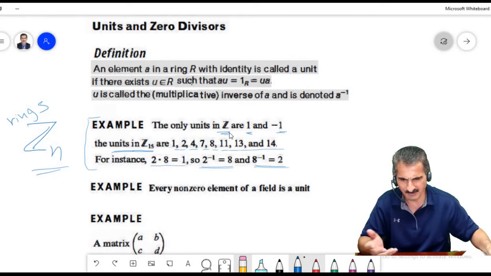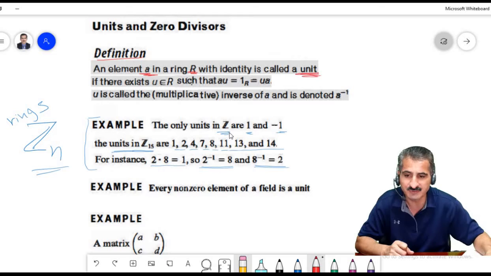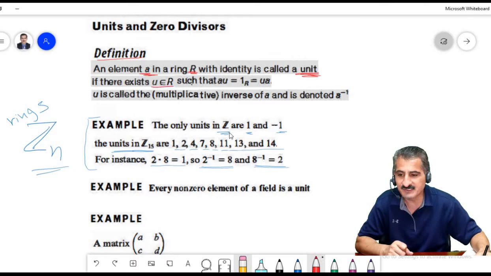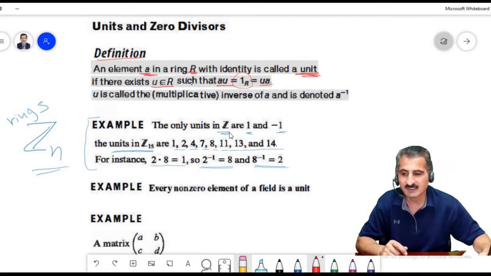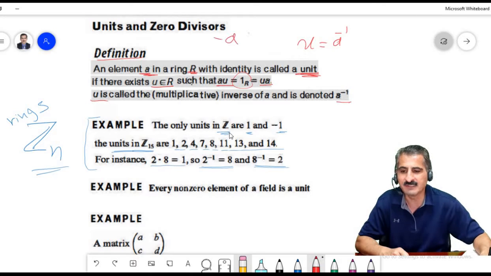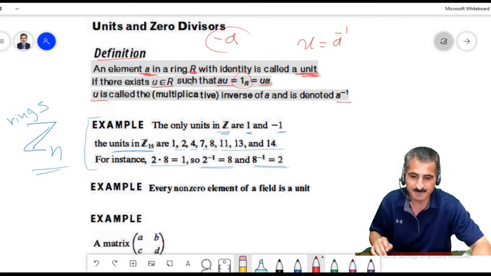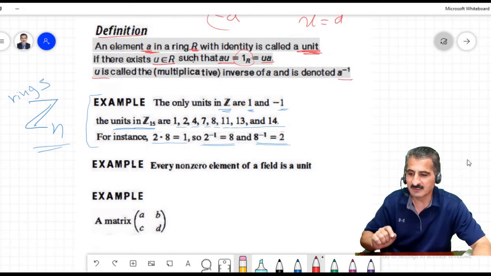So the definition here says, in general, an element A in a ring R is called a unit if there exists U in R that multiplies A from both sides and gives 1, and U will be denoted A inverse, and that means the multiplicative inverse of A. But once we write minus A, we mean the additive inverse of A that we have manipulated already.